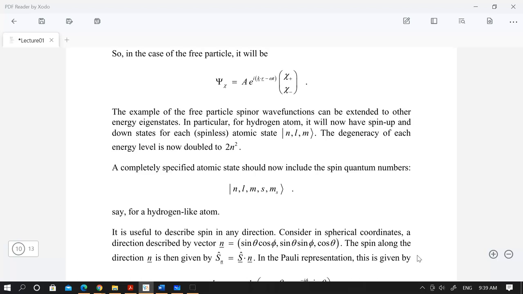I think the one you probably have come across before is that your hydrogen atom, for example, is just labeled by this. Right? This is your principal quantum number, angular momentum quantum number, and then this is your magnetic quantum number. Okay? But if you include spin, then you have another set of two quantum numbers there. Okay?